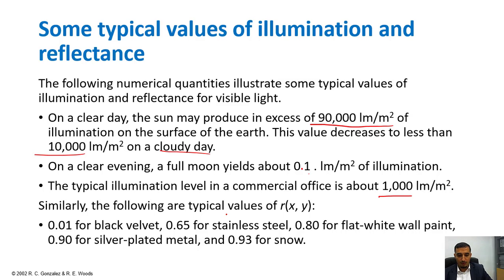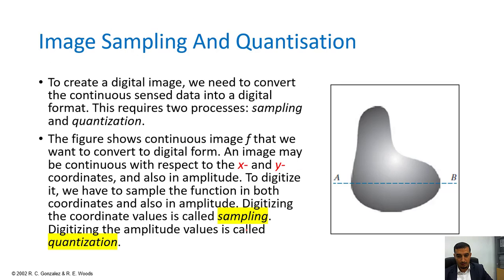On the other hand, if we talk about the reflection, black velvet will have around 0.01, stainless steel will have 0.65, a flat white wall will be around 0.8, a silver plate will have 0.9, and snow will have 0.93. So reflection is between 0 and 1, illumination between 0 and infinity.